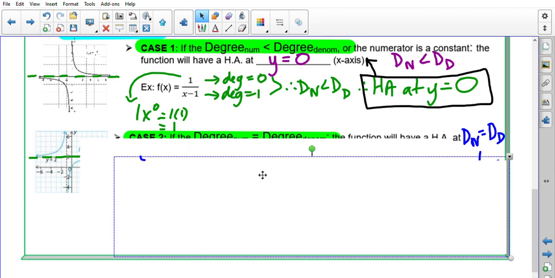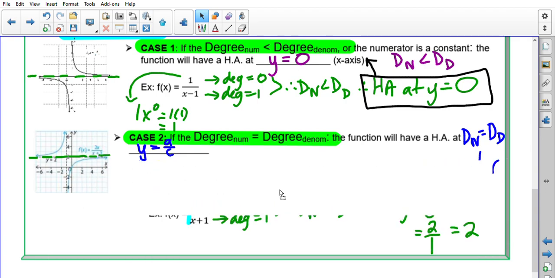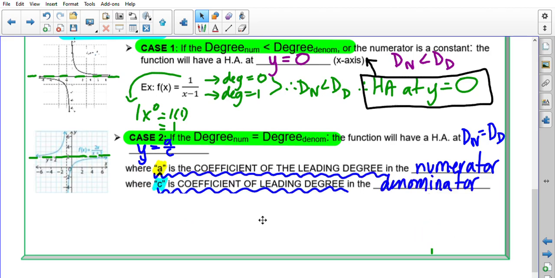Now, what about case 2? For case 2, if the degree of the numerator is equal to the degree of the denominator, so say you have a linear divided by a linear function, or a quadratic divided by a quadratic, this is a unique case. That means the function will have a horizontal asymptote at y equals a over c. So writing that in, y equals a over c. What does a over c refer to? A is the coefficient of the leading degree in the numerator, and c is the coefficient of the leading degree in the denominator.